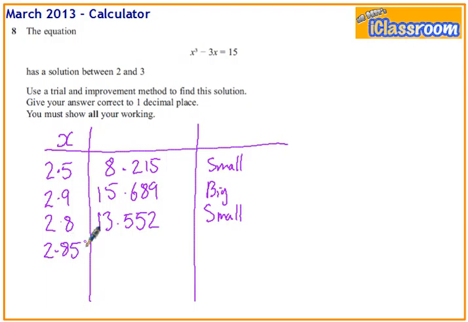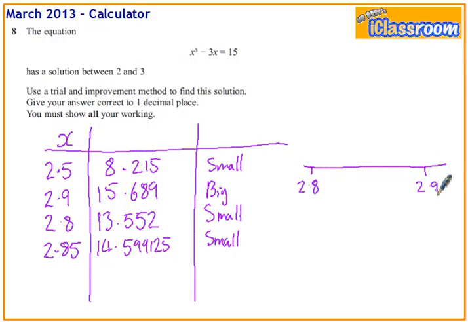Now I have to check the middle. 2.85, so again I run through the same routine and I get 14.599125, which is too small. At this point I stop. I have checked one either side and I've checked the one in the middle, and I stop. And I'm just going to put myself down a little number line. This is 2.8, this is 2.9, and in the middle here I've got 2.85. I knew that 2.8 was too small, I knew that 2.85 was too small, and I know that 2.9 is too big. So the actual solution is going to lie somewhere in this interval.